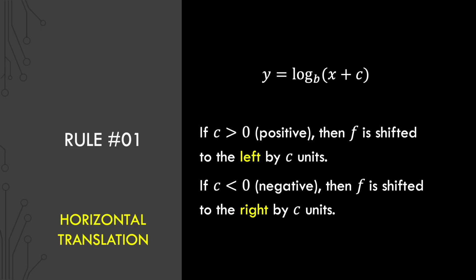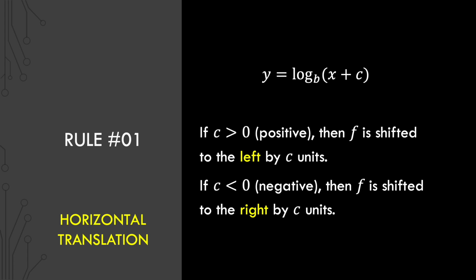First rule is the horizontal translation. That is, kung magdadagdag tayo ng c doon sa ating mismong x. So y equals log of x plus c to the base b. Now, if c is greater than 0, meaning positive siya, then f is shifted to the left by c units. On the other hand, if c is less than 0, meaning negative siya, then f is shifted to the right by c units.